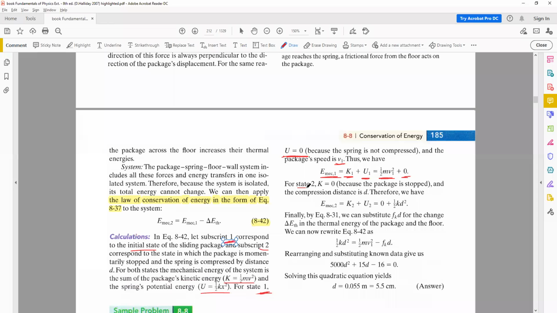For state 2, k is equal to 0 because the body has stopped moving, and a compression has been produced by a displacement d, the change in position along the horizontal axis. So instead of kx squared, we will now write kd squared here, and the kinetic energy, as we just said, is 0 because the body is not moving. So we have the mechanical energy expression for the first state, and for the second state. Now we know that there was an equation 8.31.